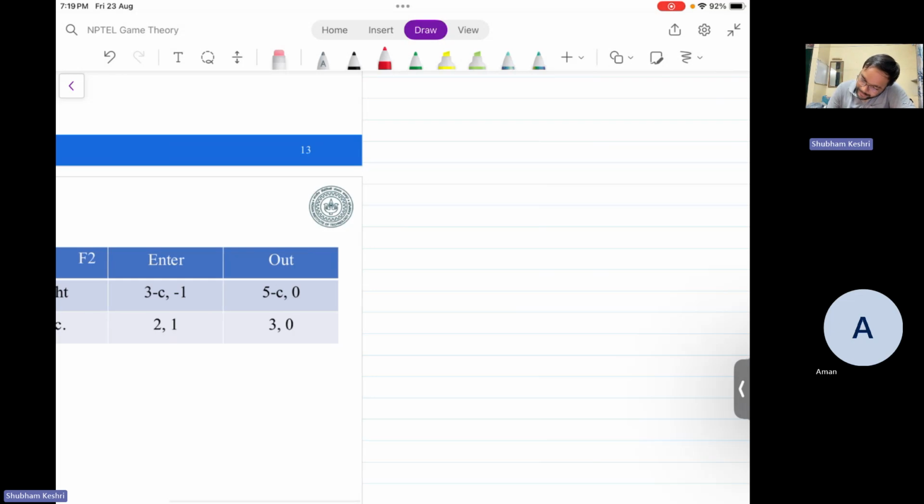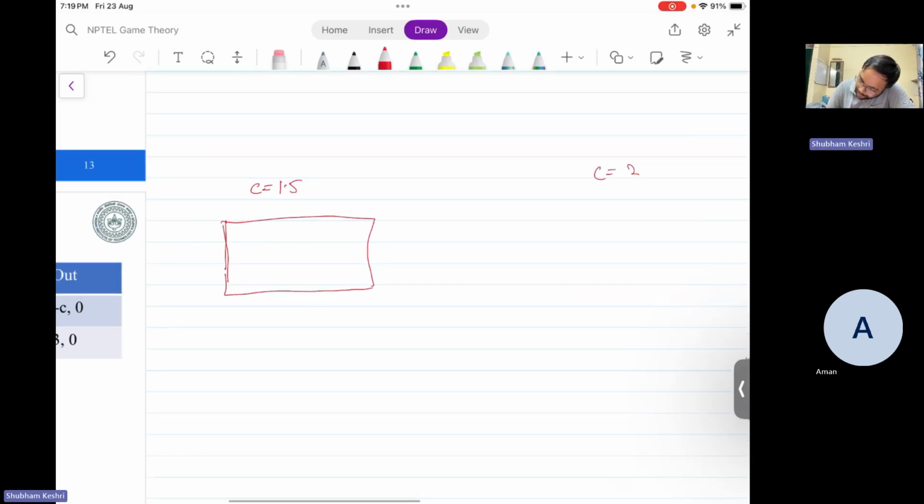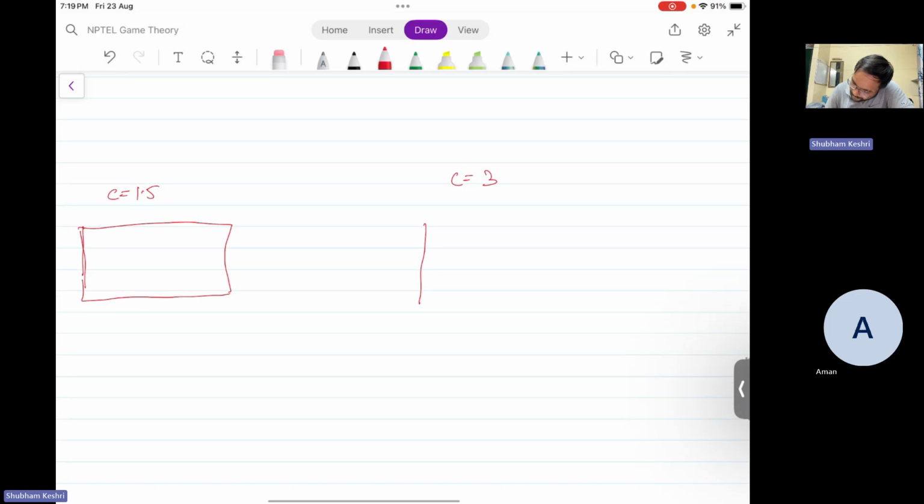So what we'll say, when C is equal to 1.5, we'll find one game table. And when C is equal to 3, we'll again draw a game table. Right? So if you need a minute, you can just tell me. I'll give you a minute to solve the problem yourself.